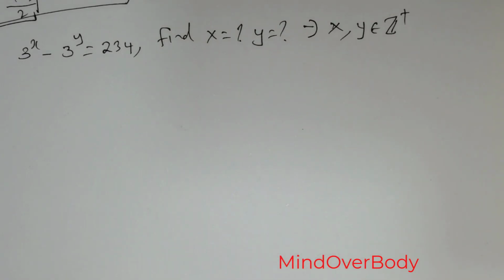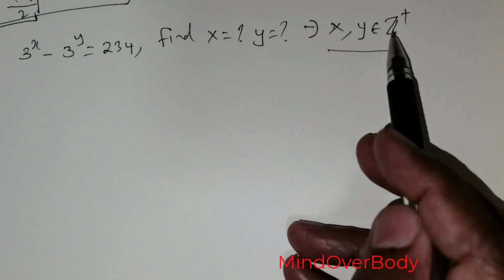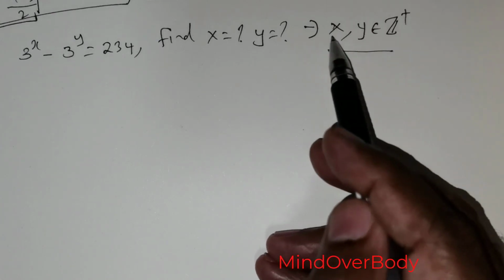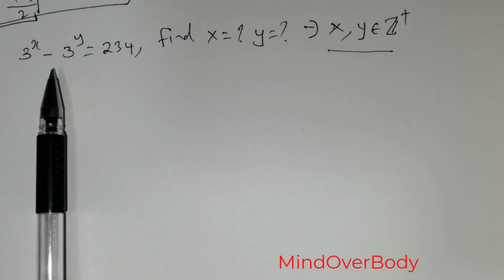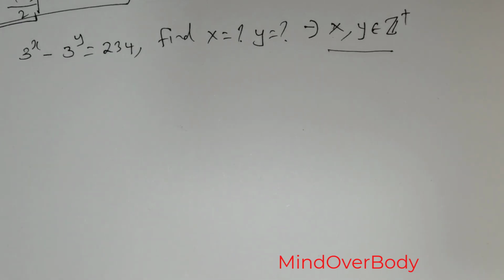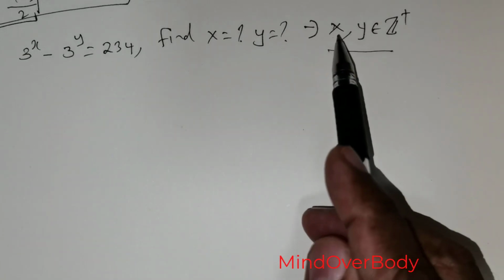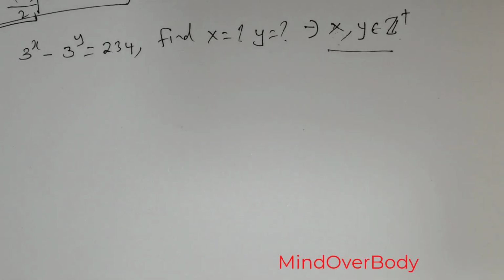Now point number 1, observation. Watch here, x and y are given to be elements of positive integers. If they had not given this, the solution for this question would be innumerable. So they have made this question very simple by giving us the domain of x and y, that they belong to positive integers. Since they have given this, the question is solvable within maybe 20 seconds.